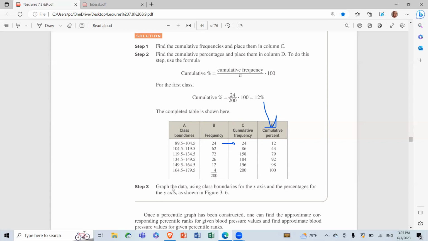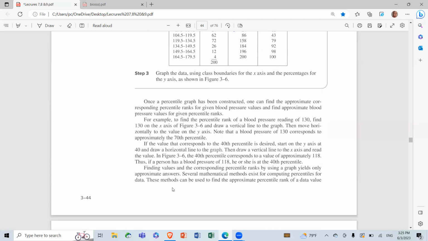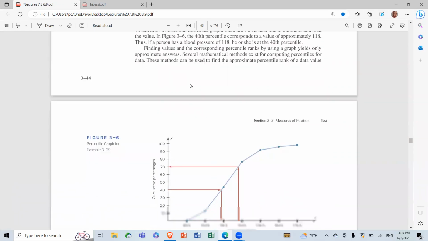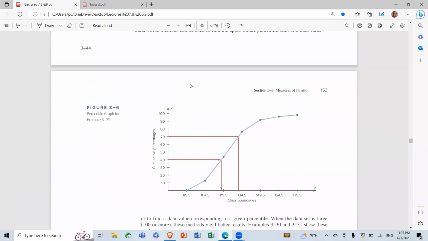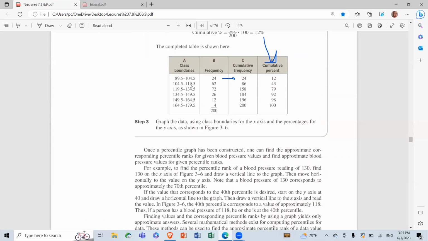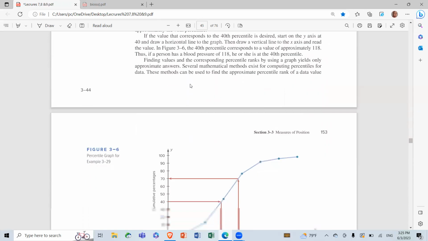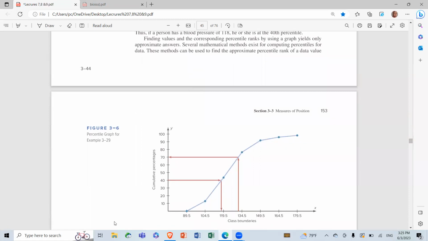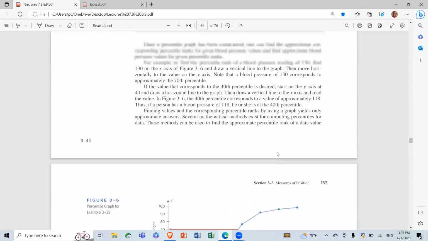Okay, graph the data using the class boundaries for the x-axis and the percentages for the y-axis, as shown in figure 3.6. So this is how the graph looks when we draw it. We put the class boundaries here, took the cumulative frequency, placed each point, and traced them, drawing a line.